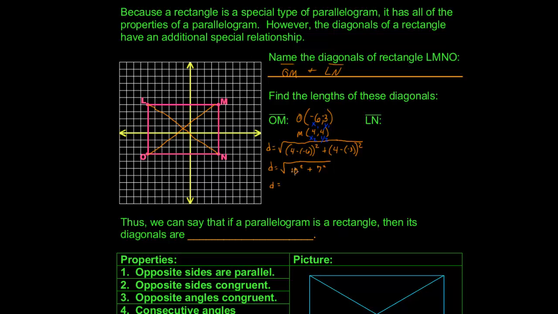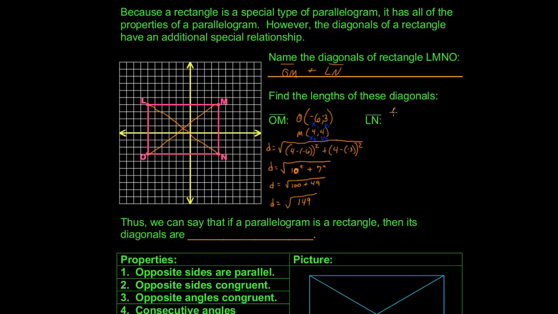D equals, okay, this is the best looking 10. Let's help it out right there. 10 squared is 100. So the square root of 100 plus 7 squared, which is 49. So the square root of 149. Now we're not worried too much about digging in a little bit deeper. I don't think you're going to find the perfect square root of that. So now it's over here for us to find LN.